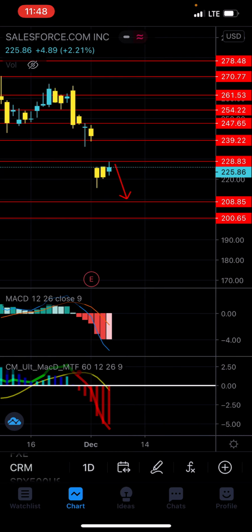As of right now, I'm long term bullish on Salesforce, but as far as short term, a couple of weeks, maybe another month, I am 100% bearish. There's no reason to not buy puts right now. And when it actually hits this level at 208, I'm like 95% sure that we're going to go down to 208.